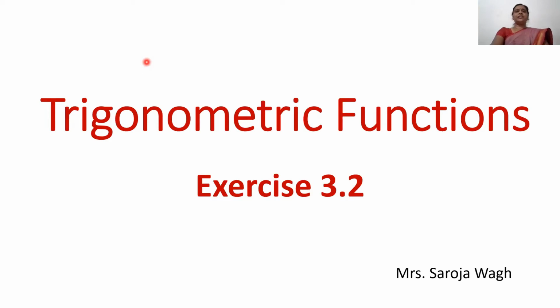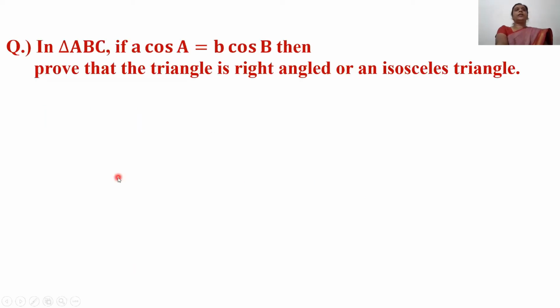Today we will see exercise 3.2. In triangle ABC, if a cos A is equal to b cos B, then prove that the triangle is a right-angled or an isosceles triangle.